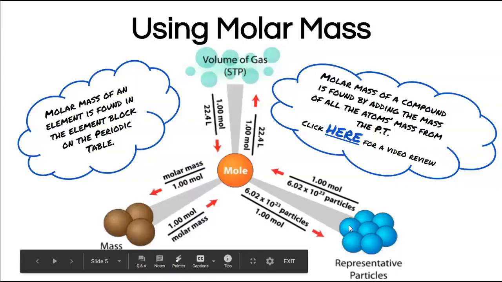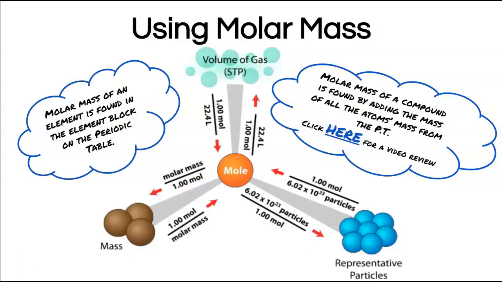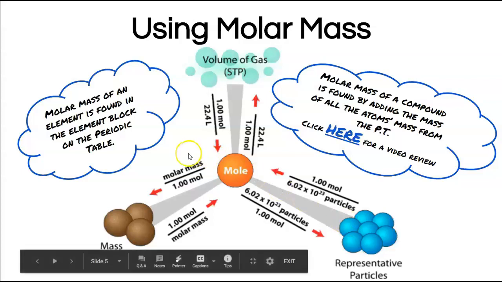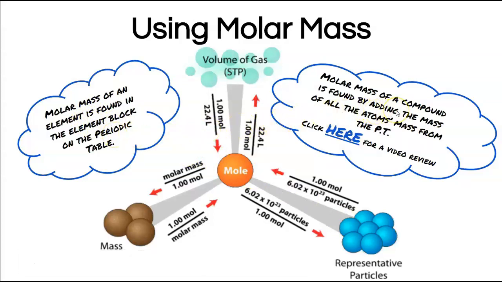We're going to be using molar mass because all of our problems are either going to give us mass or they are going to ask us for mass. If you're looking for the mass of an element, it's just simply going to be the element's mass from the periodic table. If you have a compound, you're going to find the mass of the compound by adding all the elements' mass from the periodic table. Here's another review for you. This is a little video if you want to review that as well.